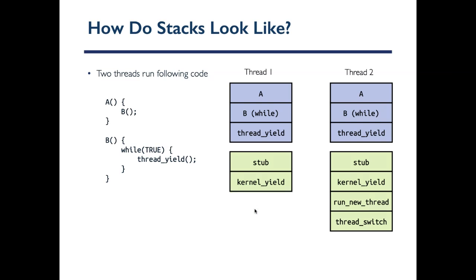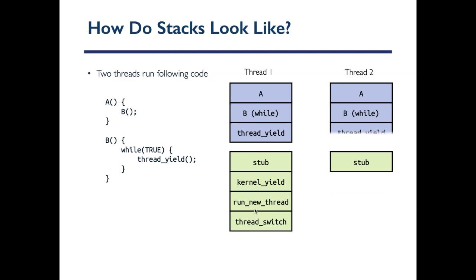This guy also returns. Then this guy returns. We're back to thread yield and then B. Now we start executing B. Again, it's going to call thread yield. The same story again. We're going to switch. The same story, as you can see.